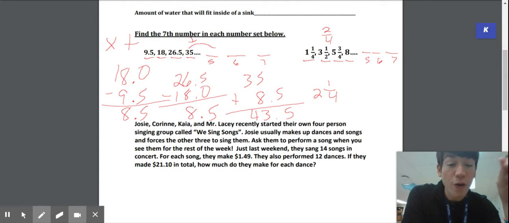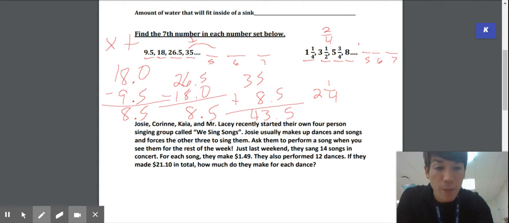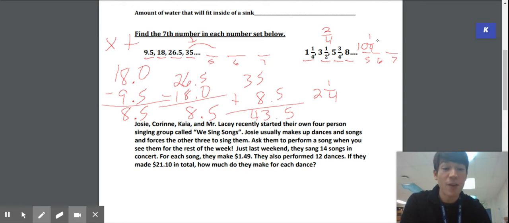Now, we're going to be doing that every time. So what I'm going to do is take the number 8 and add 2 1/4 to it. 8 plus 2 is 10. So the fifth number would be 10 1/4, and so on, adding that same number each time in order to get up to that seventh number.